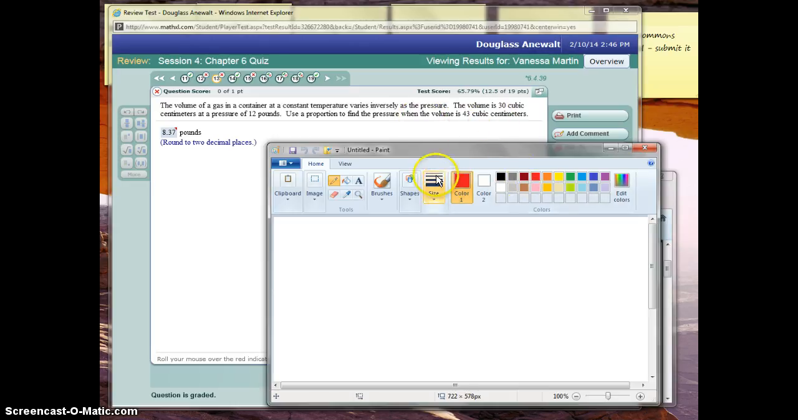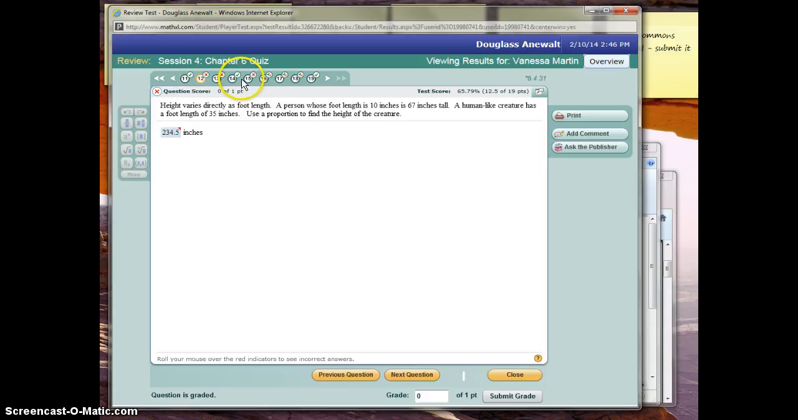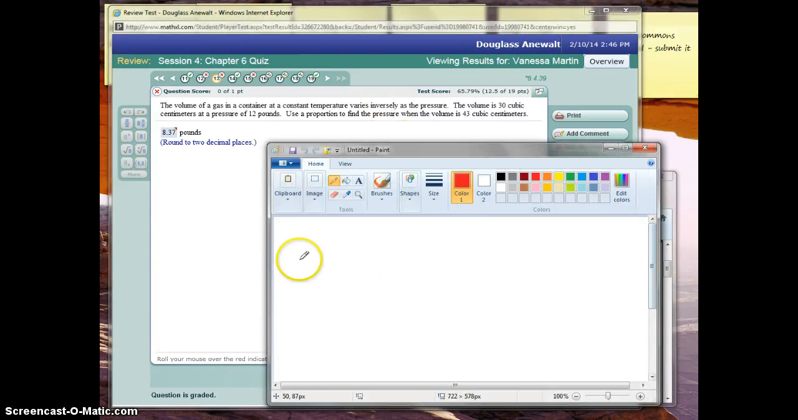So what's basically happening here, inversely means that when the pressure goes up, the volume of the gas will go down. They'll move in opposite directions, is what the inverse means. As opposed to our last problem where they varied directly. As the foot got longer, the person also got taller. They both moved in the same direction. Longer feet meant taller person. Here, inversely, as the pressure goes up, the volume goes down. They go in opposite directions.